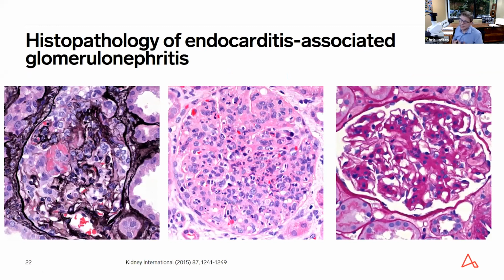So what is the histopathology of endocarditis-associated glomerulonephritis? I'm talking about this separately because it is an infection-associated glomerulonephritis that doesn't typically have the classic light microscopy findings. Here I'm showing a crescentic glomerulonephritis. In the middle, I'm showing an acute proliferative glomerulonephritis, the classic infection-associated glomerulonephritis. And on the right, I'm showing a mesangial expansion and hypercellularity.